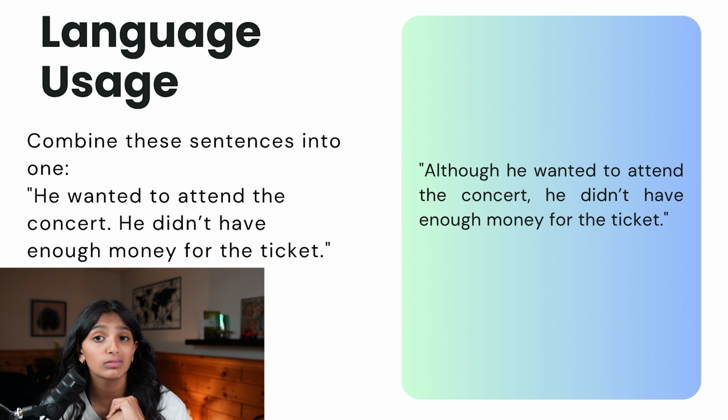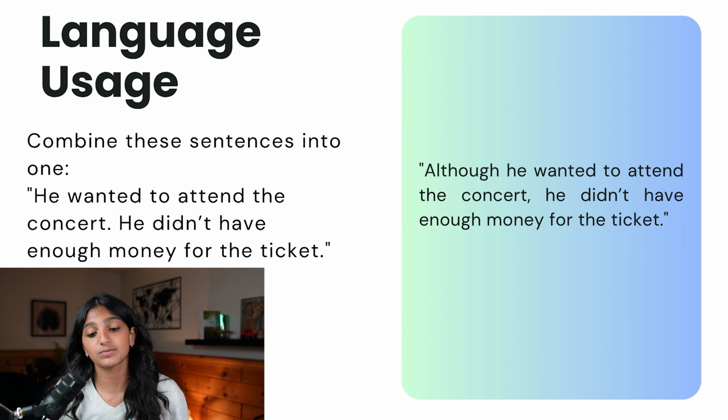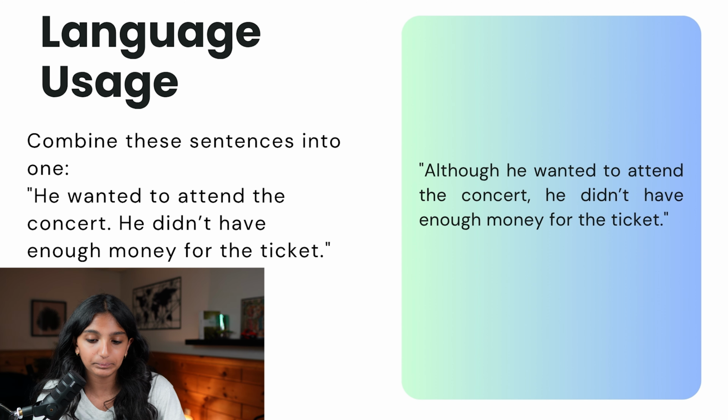Combining sentences is a really easy thing, but the main thing to look out for is where you should break up your sentence, where you should add commas, where you should add different words, where you should change some words, because you don't want to make it a run-on sentence or a sentence that doesn't make sense at all.